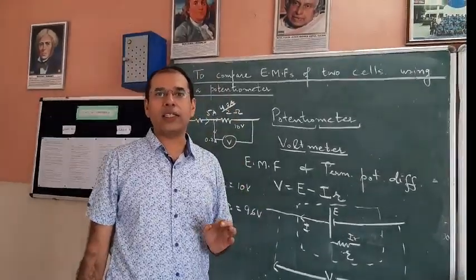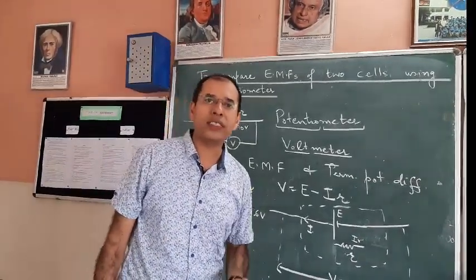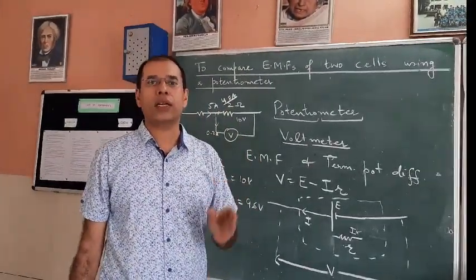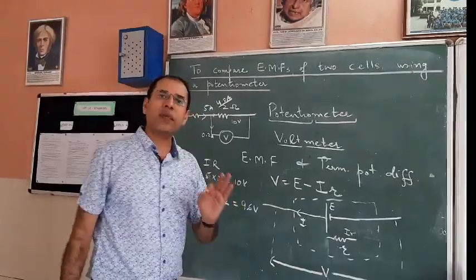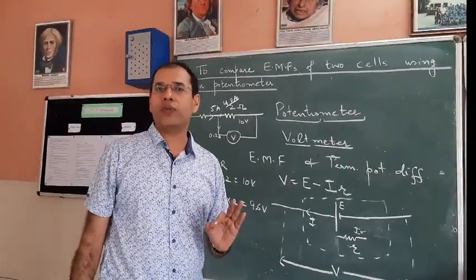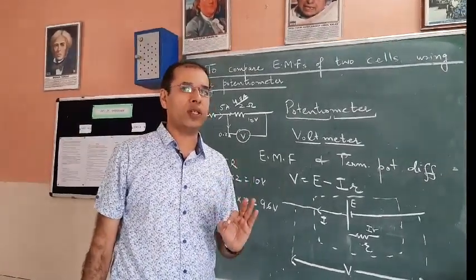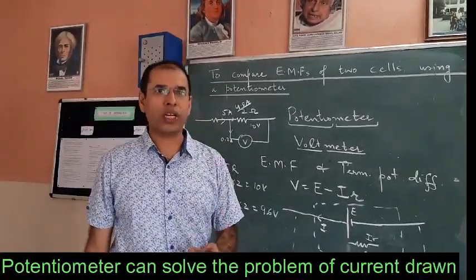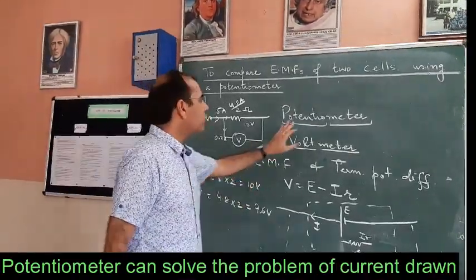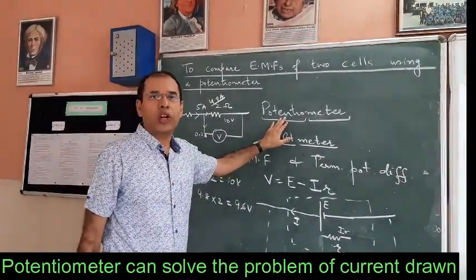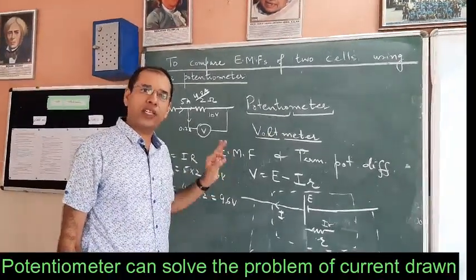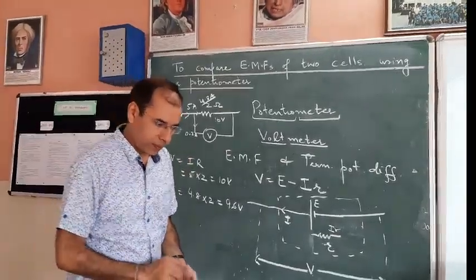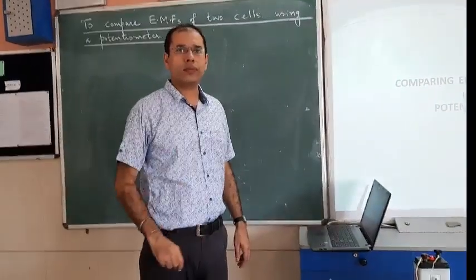An ideal instrument should not draw a current, but the instrument's structure is like that. To show a deflection, it has to draw some current. So this voltmeter can measure the approximate value of potential drop, but not the exact value. So the next thing is, what is the solution? The solution is a device called a potentiometer, which will not be drawing any current like this, and it will measure the actual potential difference.